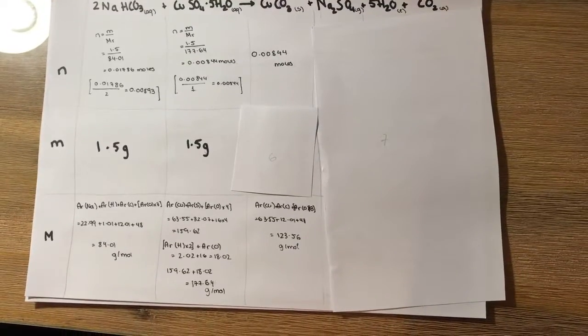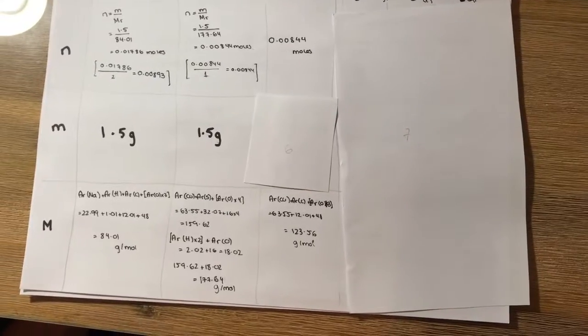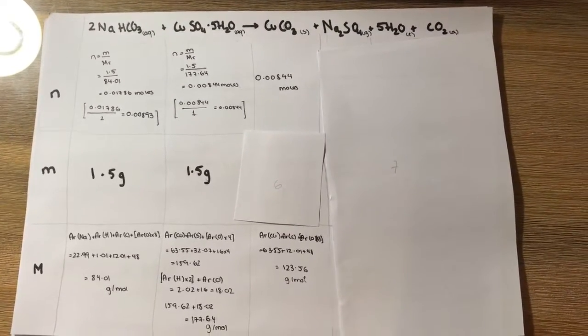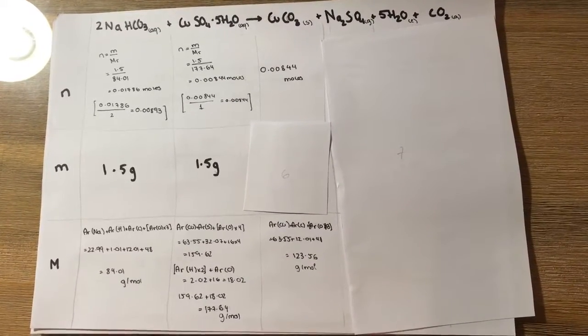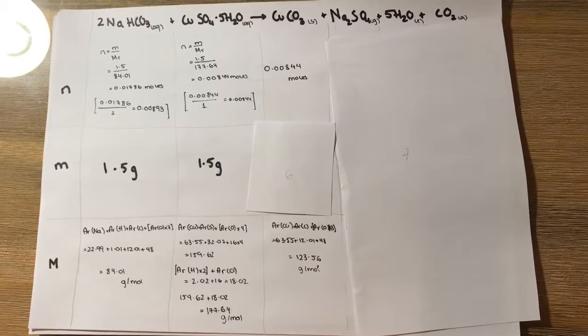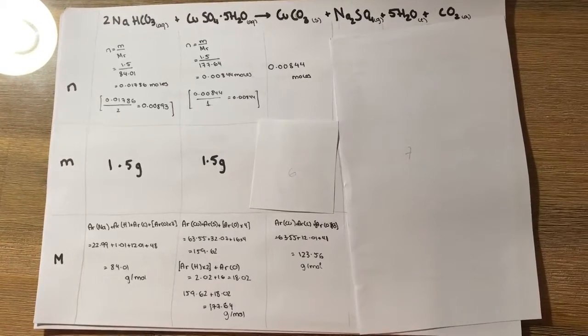Now, because we want to find the mass, we first need to find the molar mass of the precipitate. Again, to do this, we need to add the relative atomic masses for copper carbonate. This gives us a molar mass of 123.56 grams per mole.